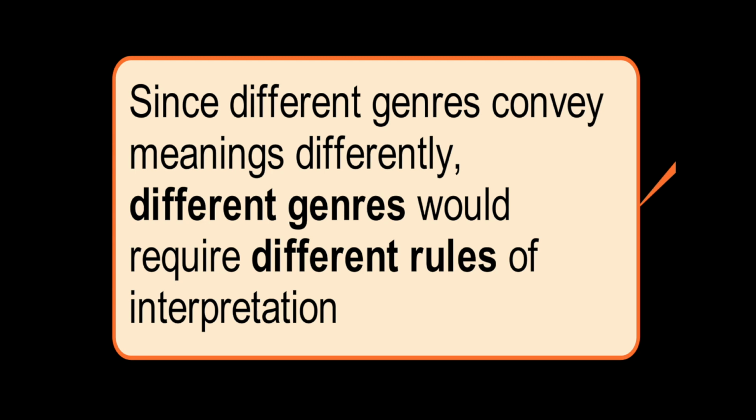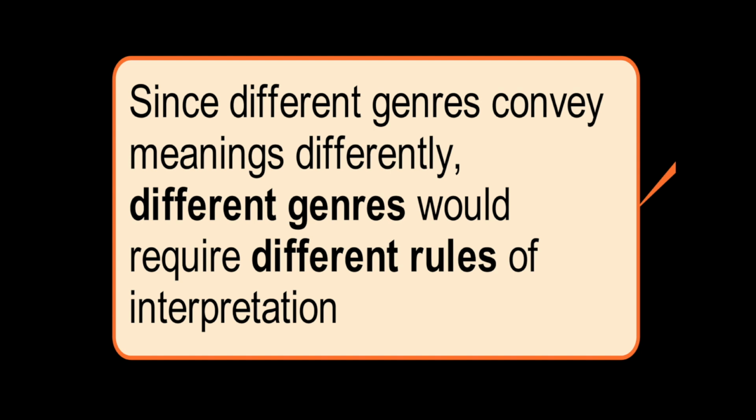So when you look at Psalms, when you look at Proverbs, when you read Revelation, when you read the prophets, or when you read the book of Kings, the approach is different for each of them. We don't read them the same way because they have different rules, they have different values and different functions. Different genres convey meanings differently. Let me give you an example.